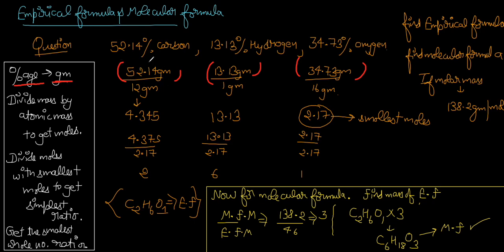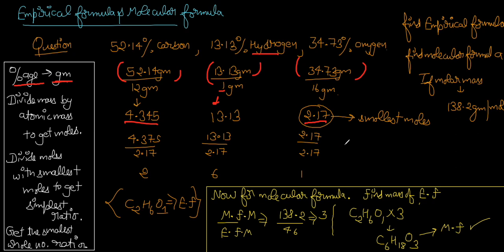So 52.4 divided by the atomic mass of carbon, 12. I'll be getting this. 13.13 divided by atomic mass of hydrogen. Now this is hydrogen atom. So hydrogen atom is 1 gram only. 13.13. 34.73 divided by 16, it is giving me 2.17. So these are the moles of carbon, hydrogen, and oxygen respectively.